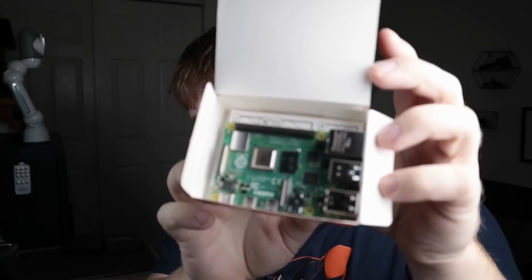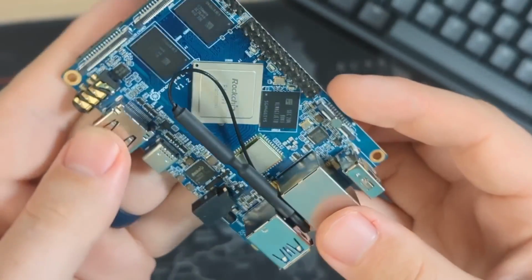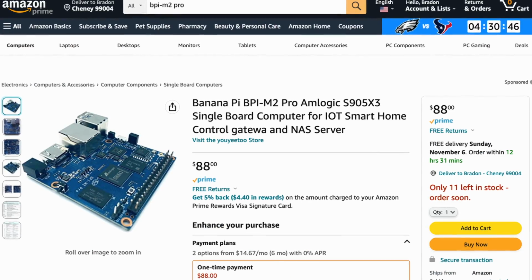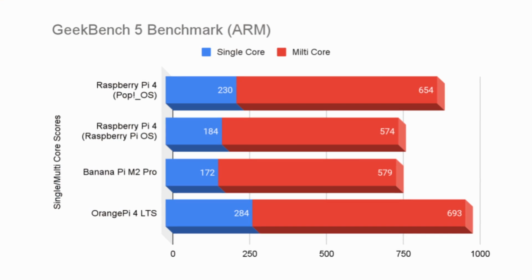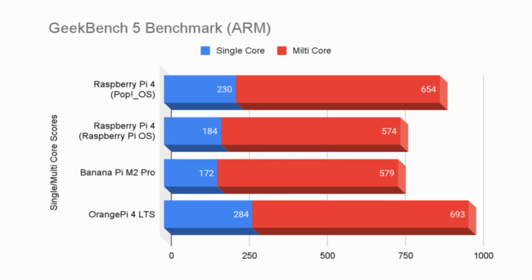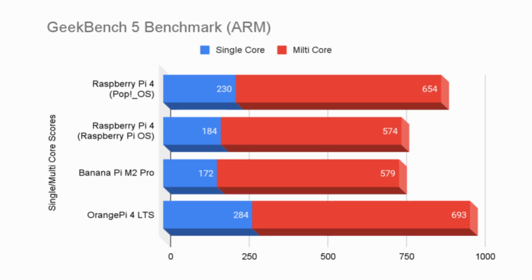This right here is not a Raspberry Pi, not even an Orange Pi. This is the BananaPi M2 Pro. This is a little single board computer that you can find somewhere between $50 and $90, depending on where you look. And at least according to the Geekbench tests that I've already run, the processor on this thing basically gives us the exact same performance that we would see with a Raspberry Pi 4.